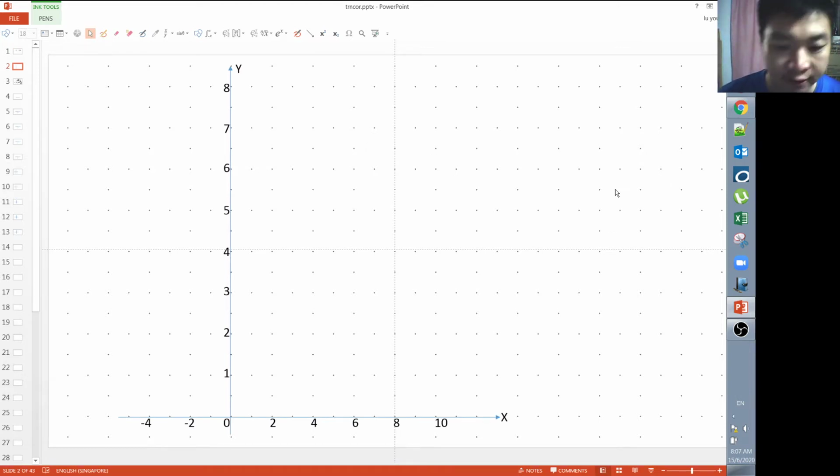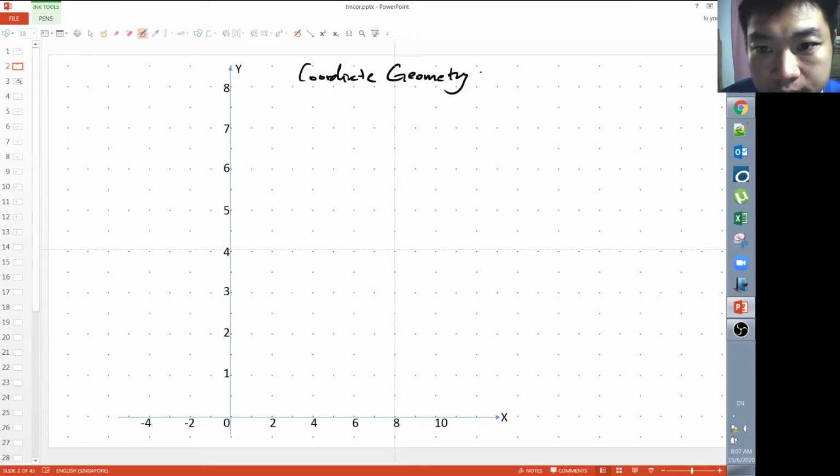So over here, I have my x-axis and y-axis. They are both labeled, right? And next time when you see your x and y-axis, this is actually called your coordinate geometry system. All right, we actually call this your coordinate geometry system. All right, so let me start off with plotting some points on this coordinate geometry system.